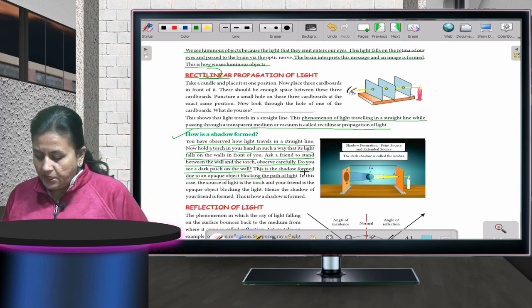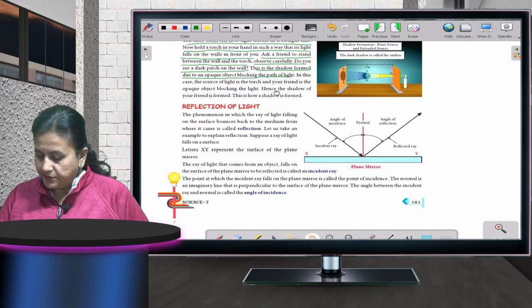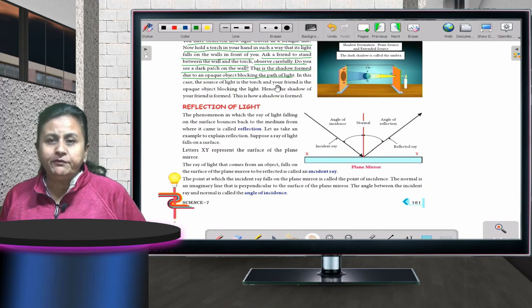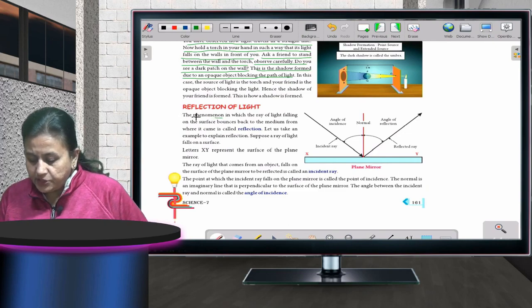Now the next topic is reflection of light. This is very important. Things should be very clear to you. The phenomenon in which the ray of light falling on a surface bounces back to the medium from where it came is called reflection.